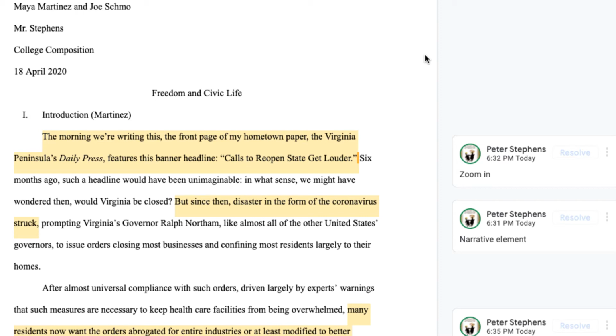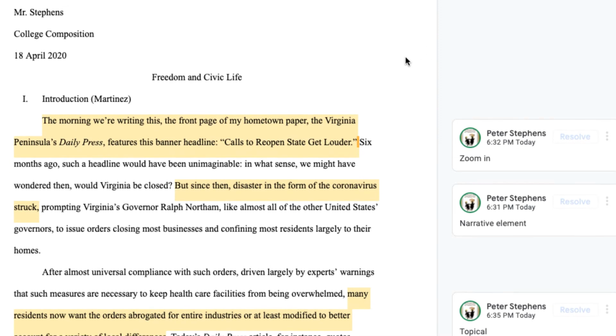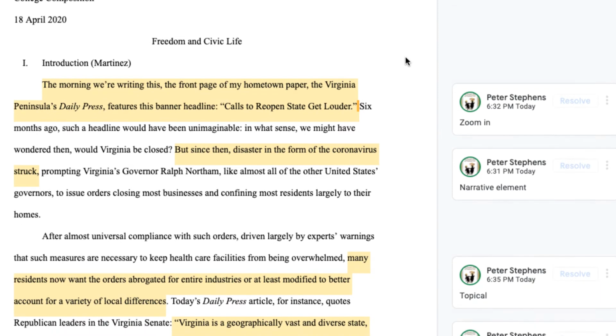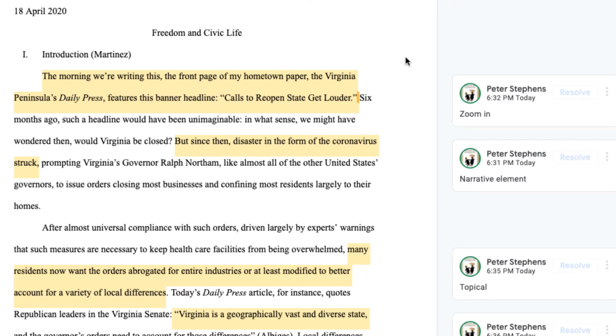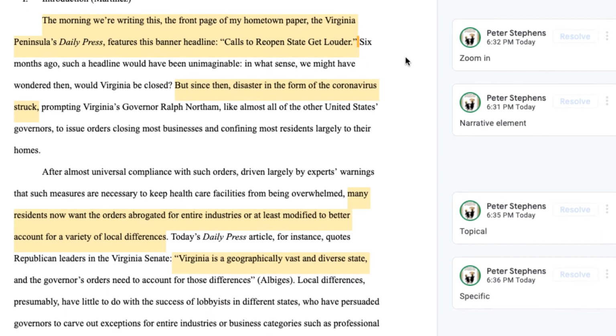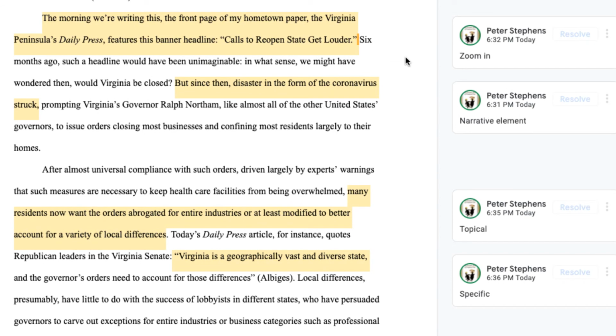Let's look at the introduction of one of my research papers, this paper called Freedom and Civic Life. This is an argument research paper written on April 18th of 2020. I begin, the morning we're writing this, the front page of my hometown paper, the Virginia Peninsula's Daily Press, features this banner headline, "Calls to reopen state get louder."